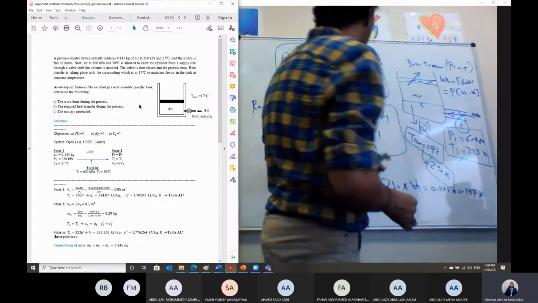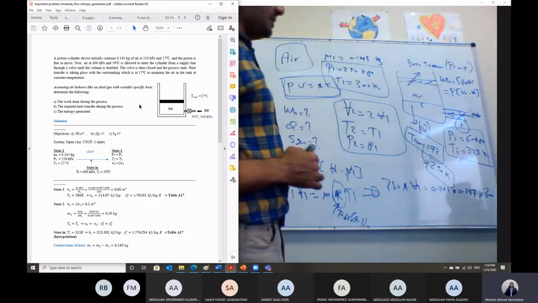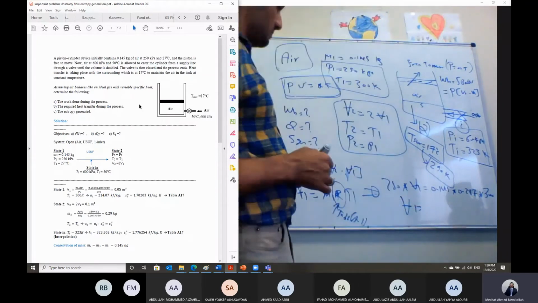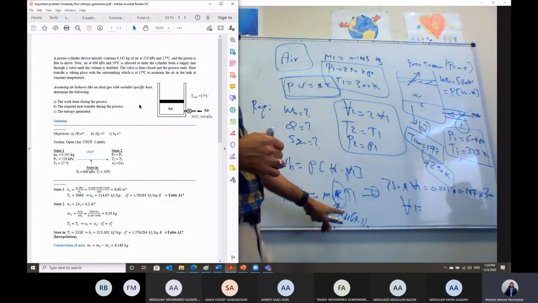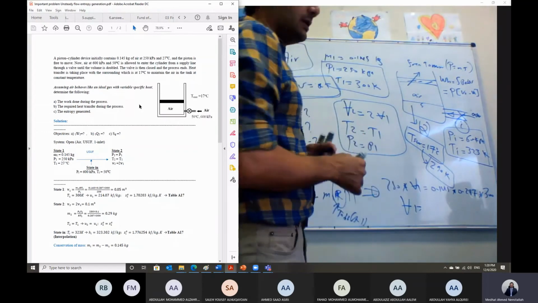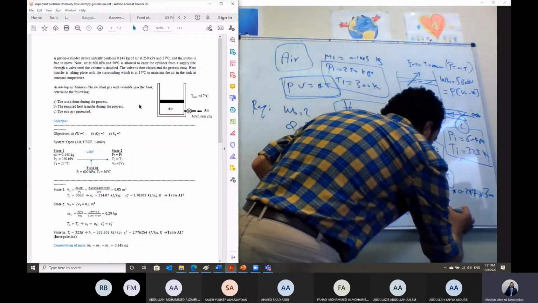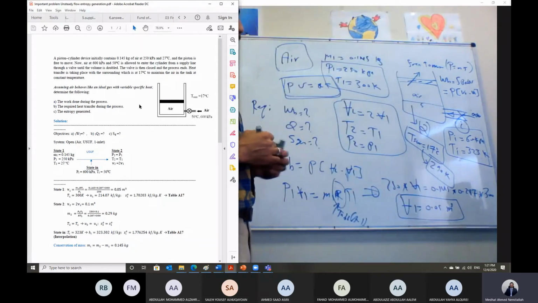Multiplied by the temperature T1, the initial temperature, which is 300 in this case. Based on that, we can calculate the total volume V1, because I consider the total mass here. If you calculate it, V1 equals 0.05 cubic meter, and this is the initial volume at the initial state of the tank.